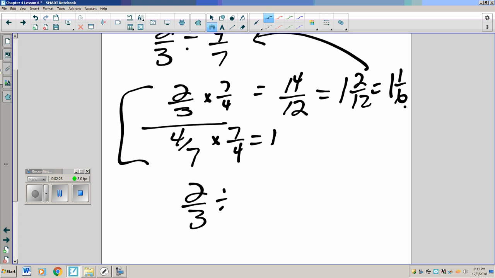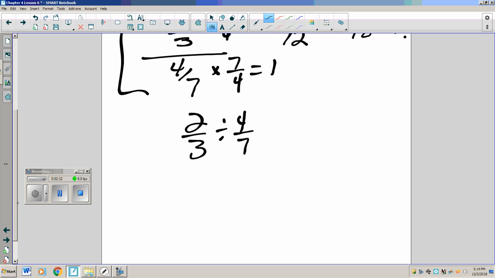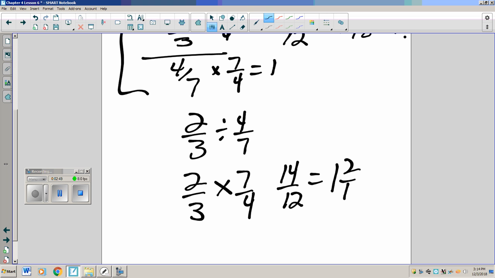2/3 divided by 4/7. We are going to keep the first one. We're going to change the operation to multiplication, and we're going to flip the second. Now we just multiply. We get 14/12, 1 and 2/12, 1 and 1/6.